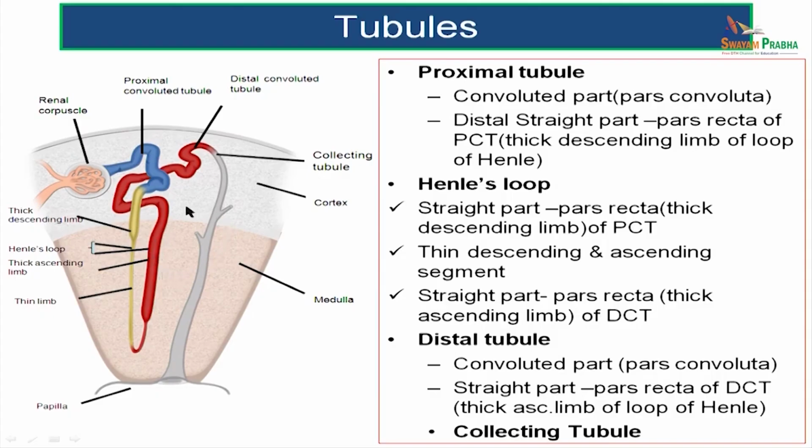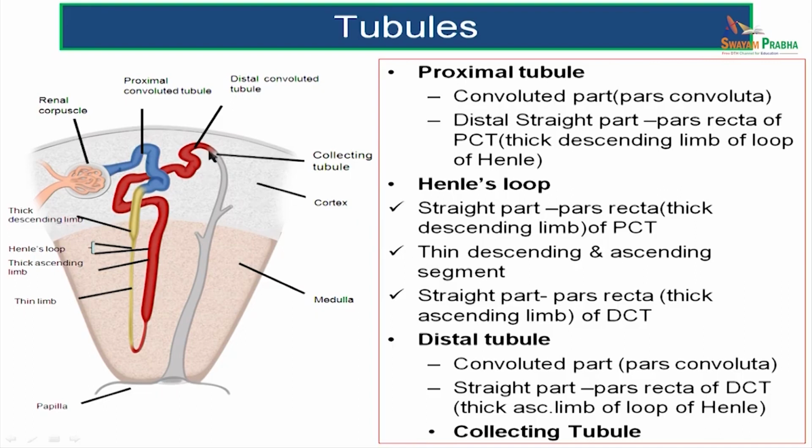As you can see from this picture, the thick ascending limb from the medulla courses towards the cortex and then becomes more convoluted and forms the convoluted part of the distal tubule. So, distal tubule has got a convoluted part which is called pars convoluta and a straight part which is called as the pars recta of distal convoluted tubule, which is nothing but the thick ascending limb of loop of Henle.